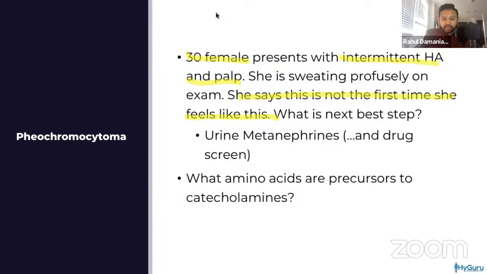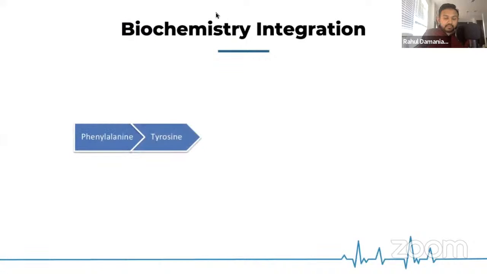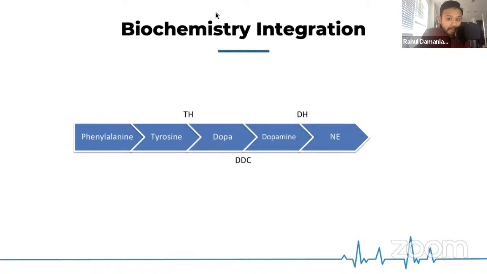So just as a little bit of a biochemistry tie-in, what are the amino acid precursors to catecholamines? And that is going to be phenylalanine and tyrosine. Remember that if we look at the biochemical pathway, phenylalanine becomes tyrosine via phenylalanine hydroxylase. And this is the step that is messed up in PKU, very important for you to know. Tyrosine then becomes DOPA. DOPA becomes dopamine. And dopamine becomes norepinephrine. And then you have a methylation reaction that then allows you to become epinephrine. So that's why I said phenylalanine and tyrosine are precursors to your catecholamines.